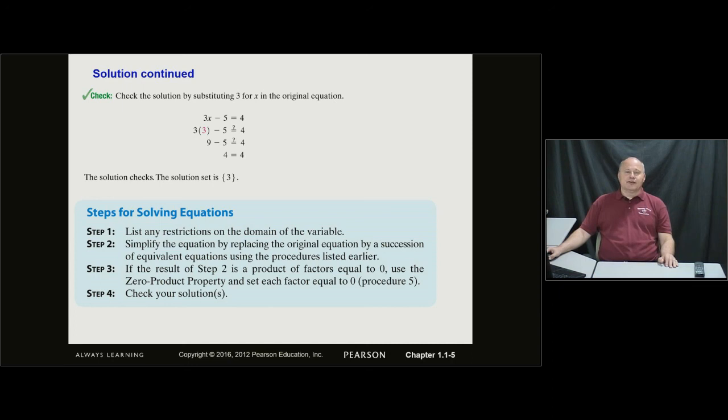Now step 4, check your solution, sounds good, and it's always a good thing to do to check your answer when there is a problem that could have a domain issue. In other words, when we have a denominator, it's always good to check those because that number may not work. But with a problem like this previous example, 3x minus 5 equals 4, you're not checking for domain issues. You're just checking to make sure the number works. So in that regard, if you're confident in your work, you really don't need to check it. But if you have time at the end of an exam, it's always a good idea to do that.